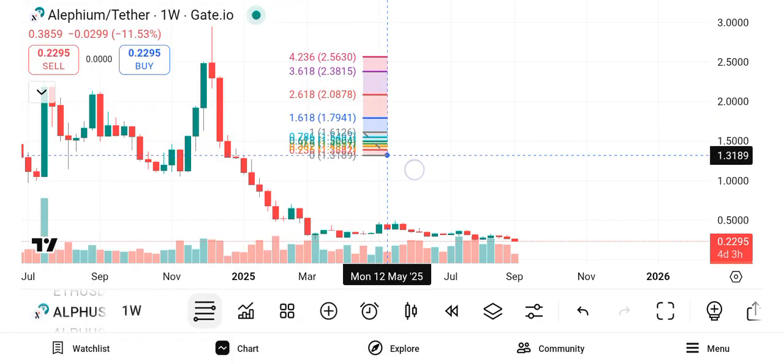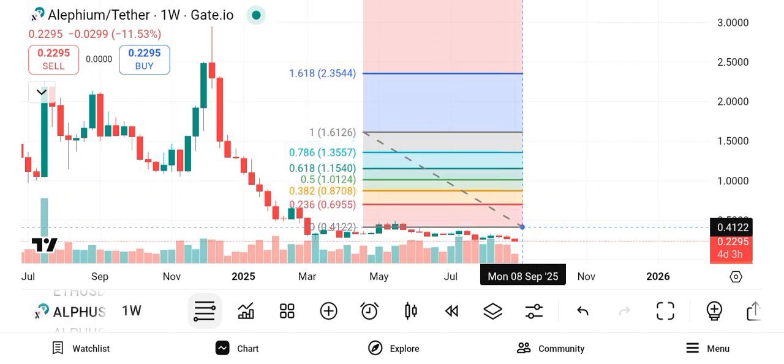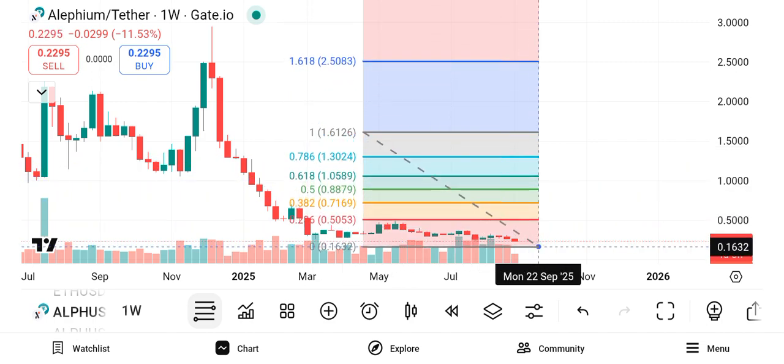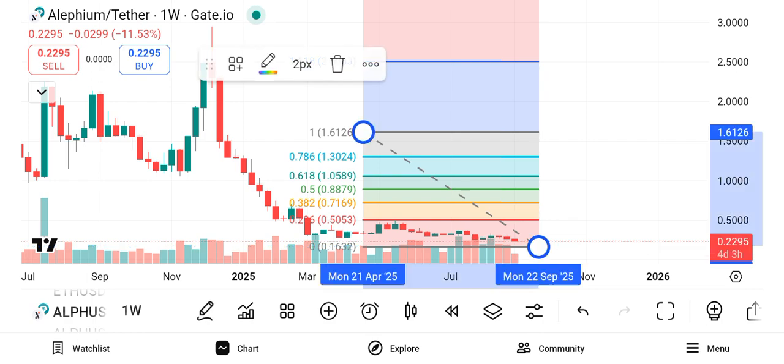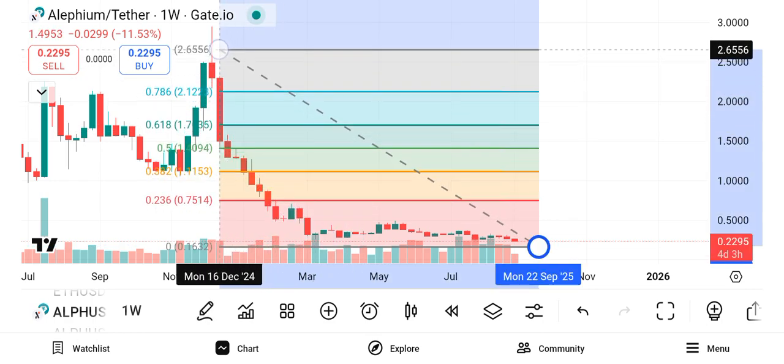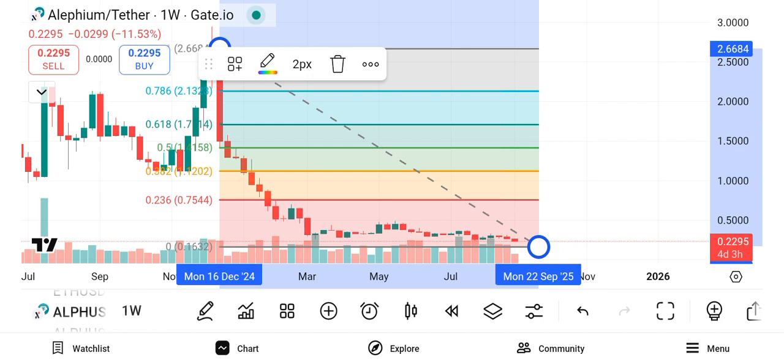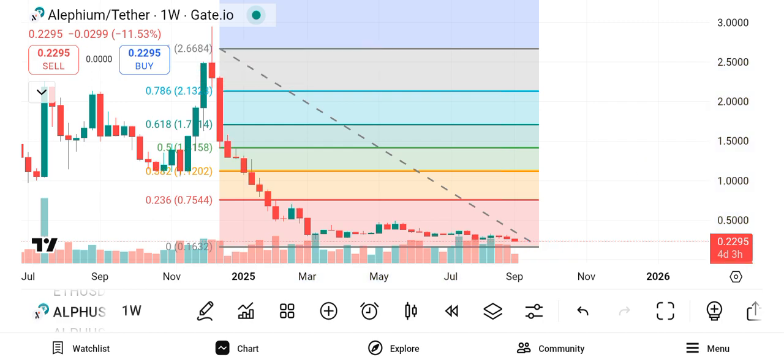Okay, so we'll take the line here, and we'll take the other line here. Okay, so with this, 61.8 is around $1.6. 78.6 is around $2. So in the long term, we should expect the price to reverse around $2 at least, at most. Okay, which is a very, very lovely bullish sentiment.